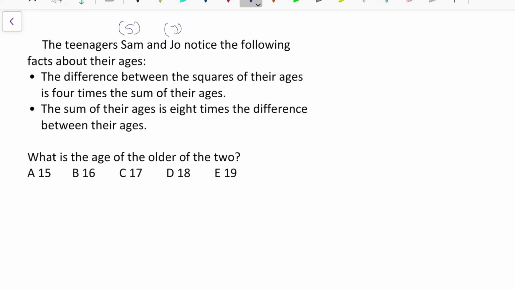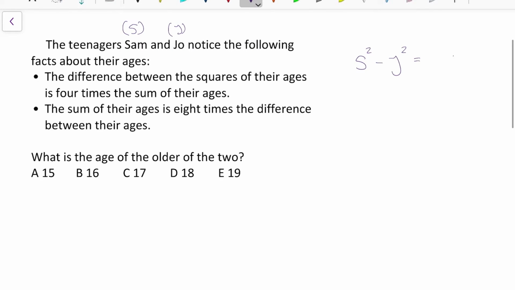The difference between the squares of their ages is 4 times the sum of their ages. Take it slowly. The difference between the squares of their ages. So Sam's age squared is going to be S squared, and Joe's age squared is going to be J squared. So S squared minus J squared is equal to 4 times the sum of their ages, where the sum of their ages is going to be S plus J, and it's 4 times as large. So therefore, S squared minus J squared equals 4 times (S plus J). Let's call that equation 1.